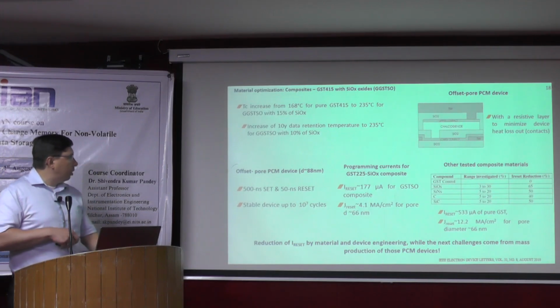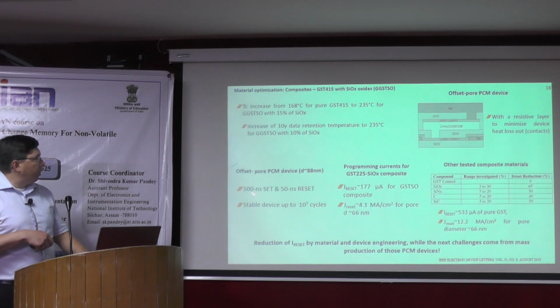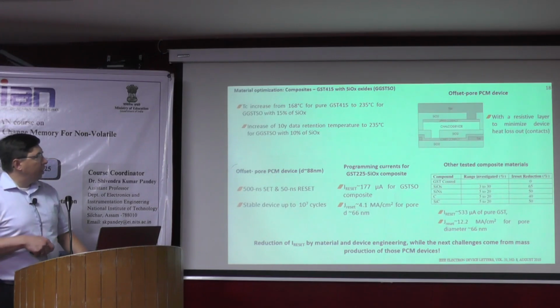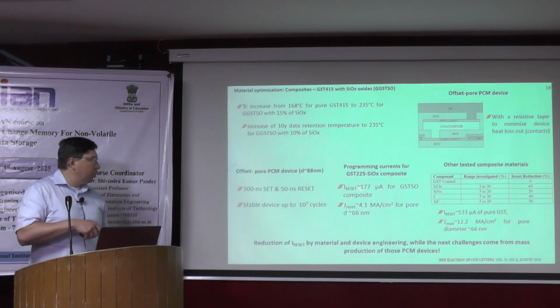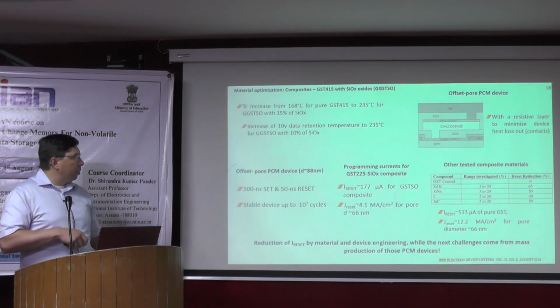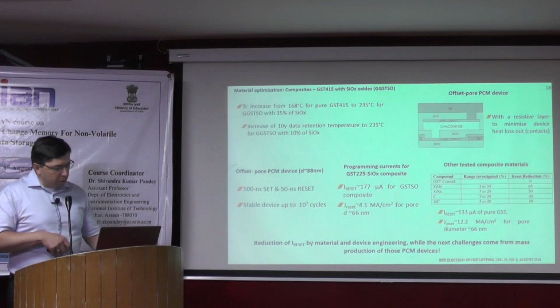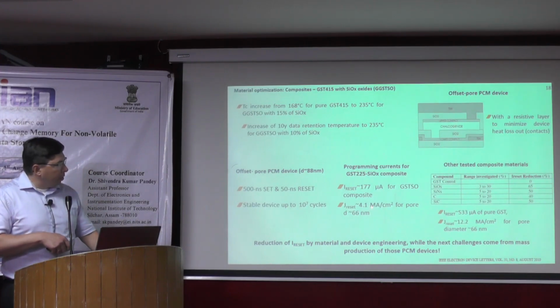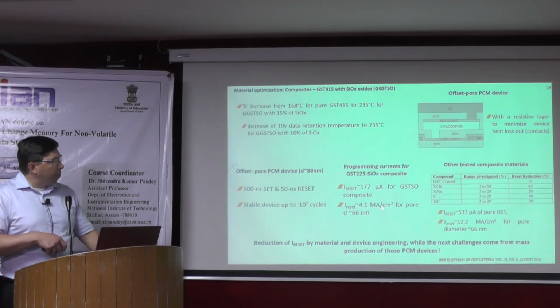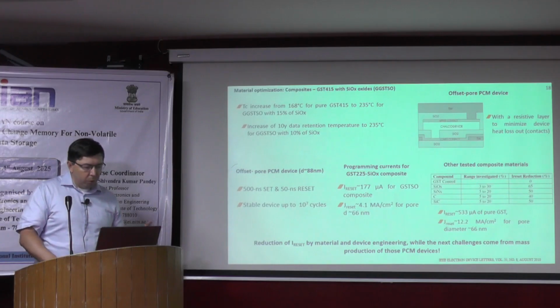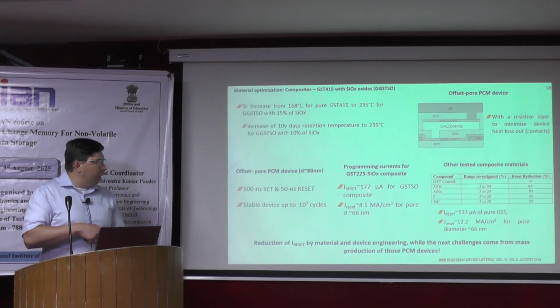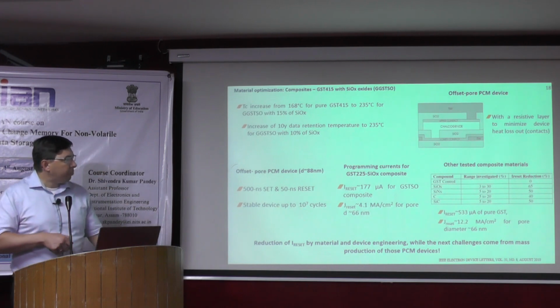And they found a set time of 500 nanoseconds and 500 nanoseconds for reset. Stable endurance here. The reset current is also low, 177 microamp, and they also found a low reset current density, which is 4.1 MA per square centimeter. If you think of pure GST, this is on the average 20 MA per square centimeter.